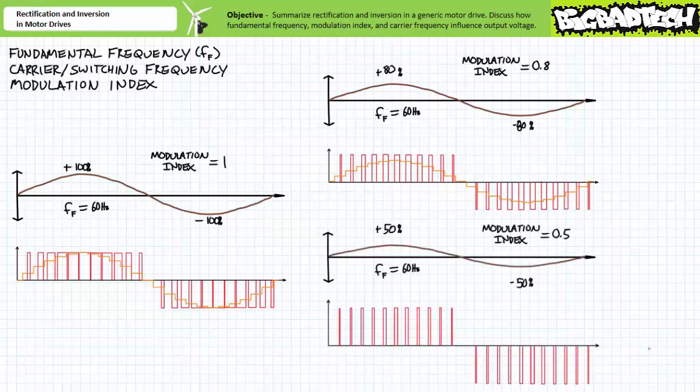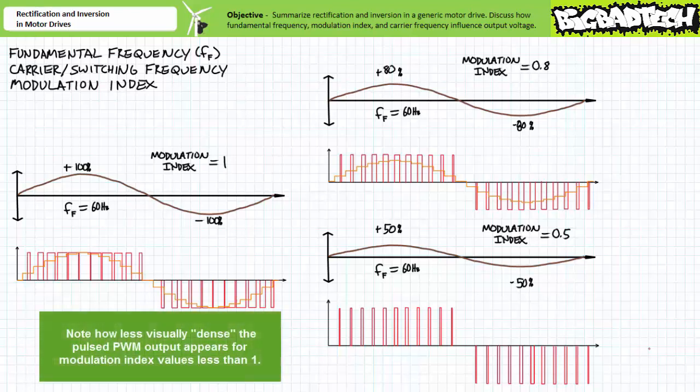If one kept the fundamental frequency at 60 Hz and continued to dial down the modulation index to, let's say, 0.5, this results in a duty cycle sinusoidally alternating between 0 and only 50%, still with a fundamental frequency of 60 Hz. The unfiltered output waveform still consists of pulses of full voltage, only this time each particular section's average is 50% of what it would be if the modulation index was 1.